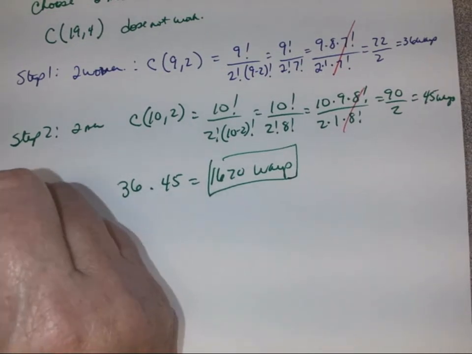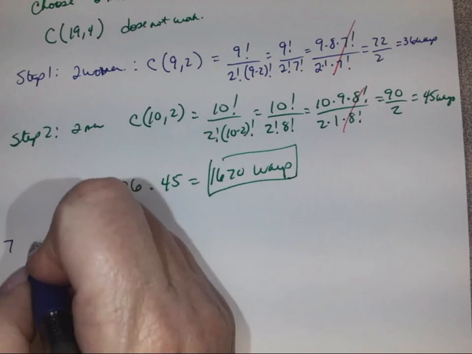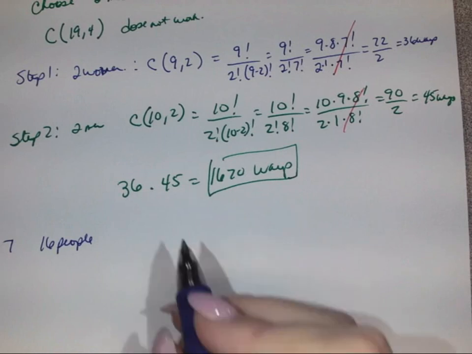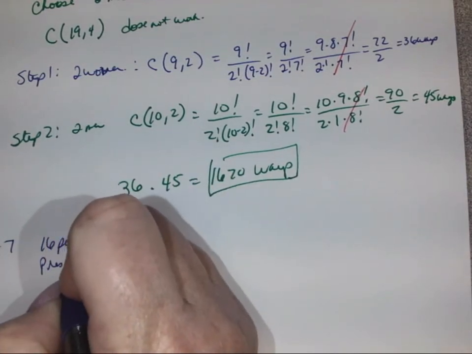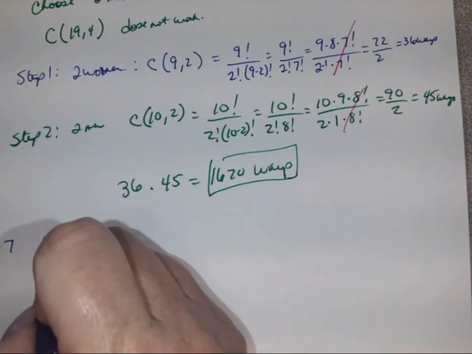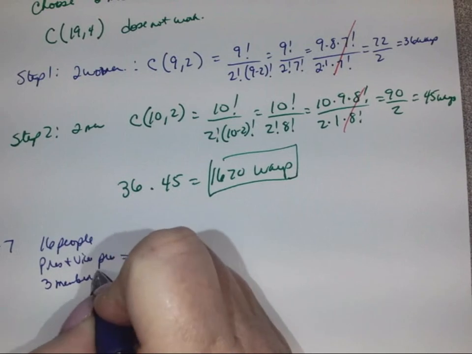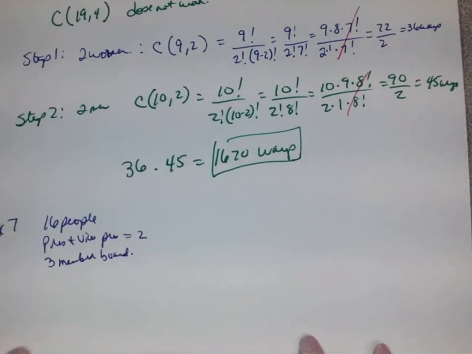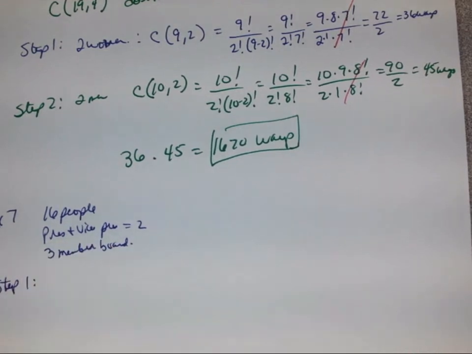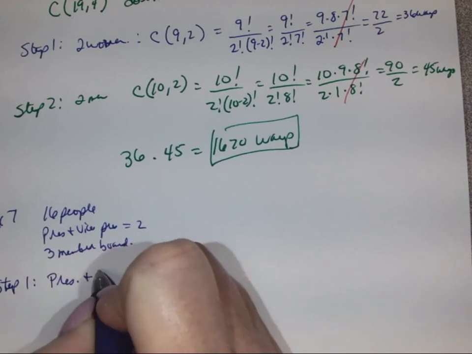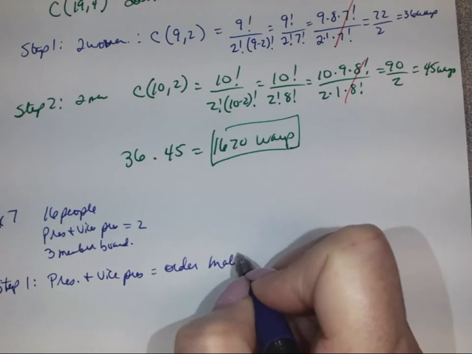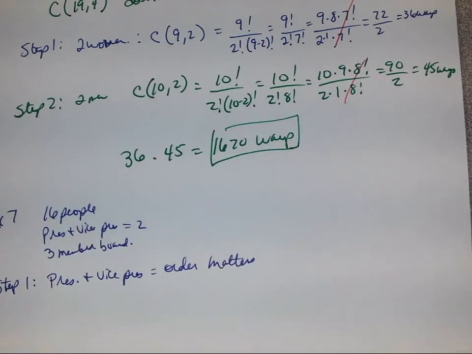So example 7. We know that we have 16 total people because we have you and 15 of your friends. We want the president and vice president. That's 2 specific people. And then we want a 3-member board, and that order doesn't matter. So for step 1, we want to do the president and vice president. And this order matters. So when order matters, that's when we go back to permutations.